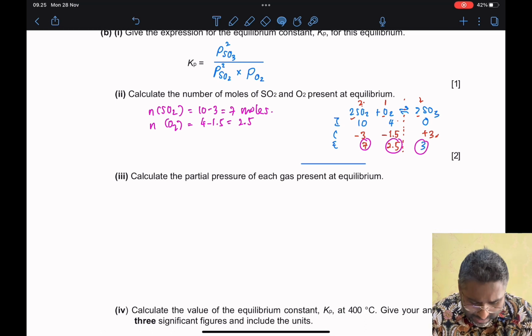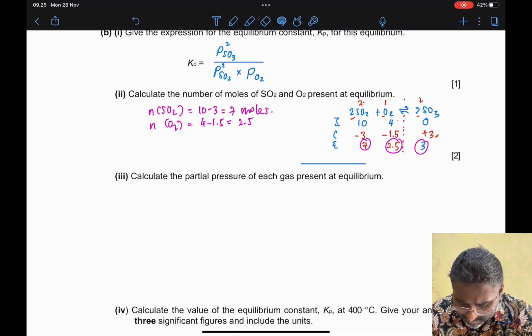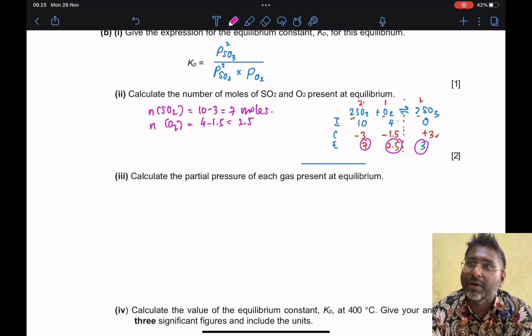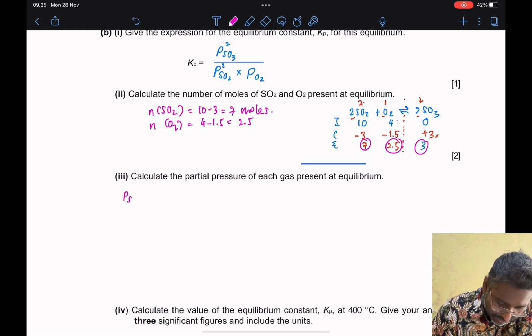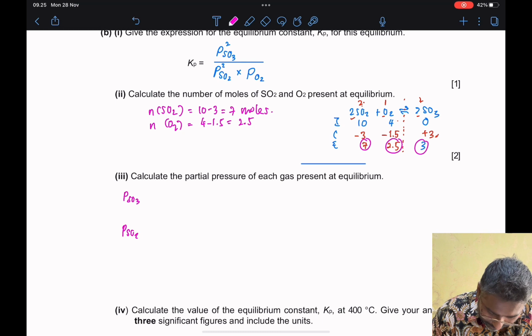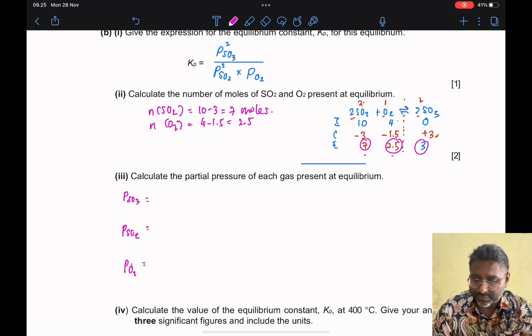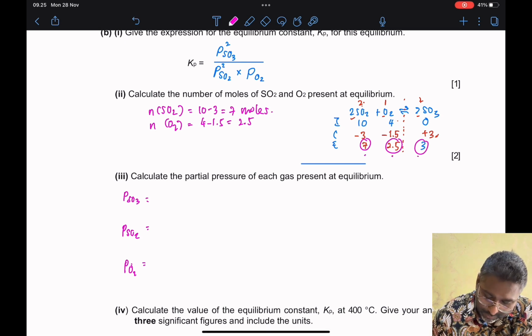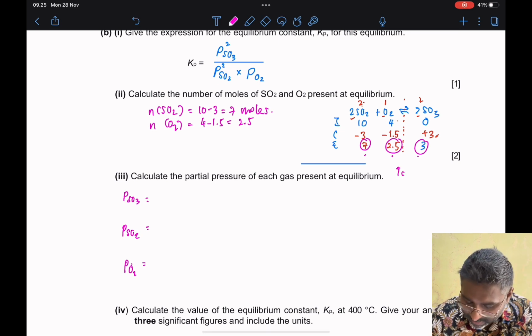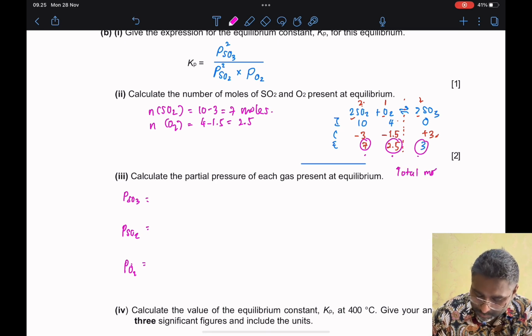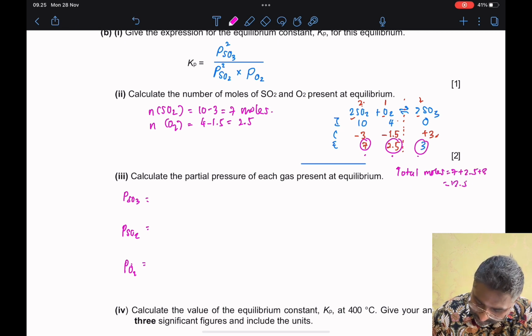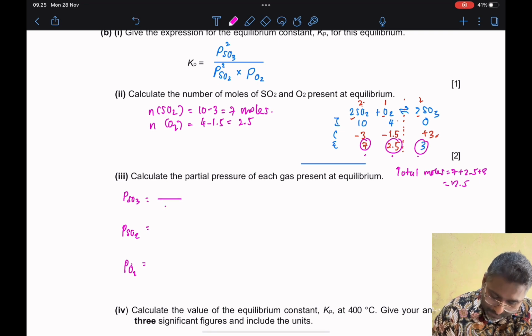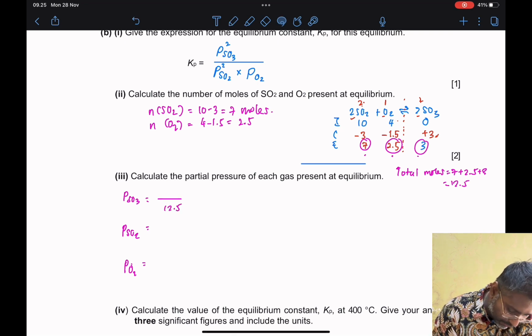Now, calculate the partial pressure of each gas present at equilibrium. If I want to calculate the partial pressure of SO3, SO2, and O2, we have to use the total number of moles. All these are numbers of moles. Total moles is 7 plus 2.5 plus 3, that's 12.5. So everything will be divided by 12.5.